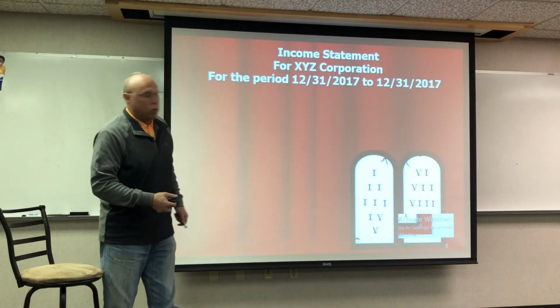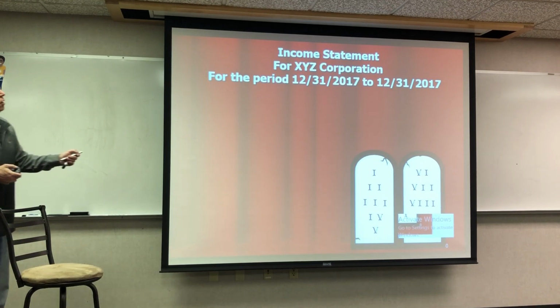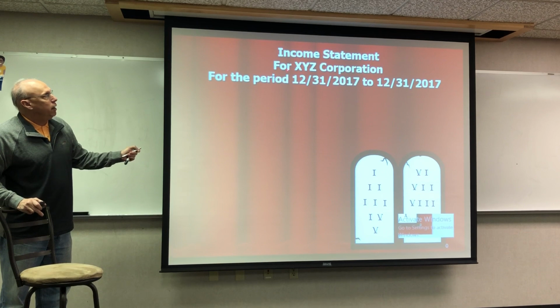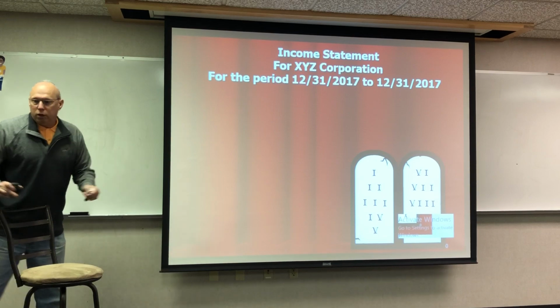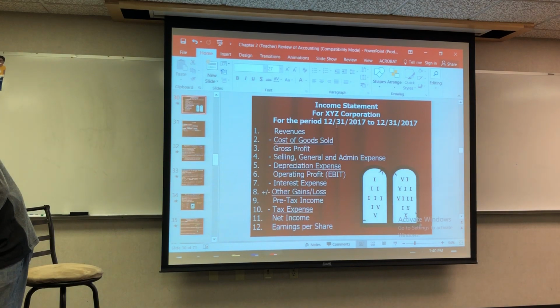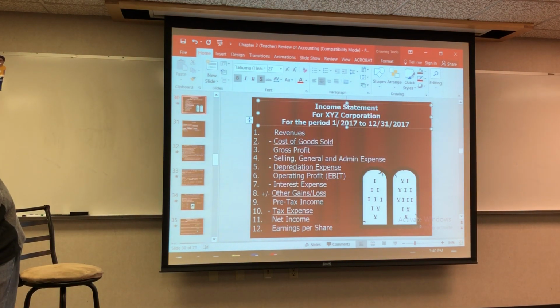All right, so let me grab my pointer here. We're going to title the financial statement, then name the organization we're talking about, and then for the income statement, here's our year. Let's change that. Let's go ahead and put for the period 1/1/2017. There we go. Let's make that right.